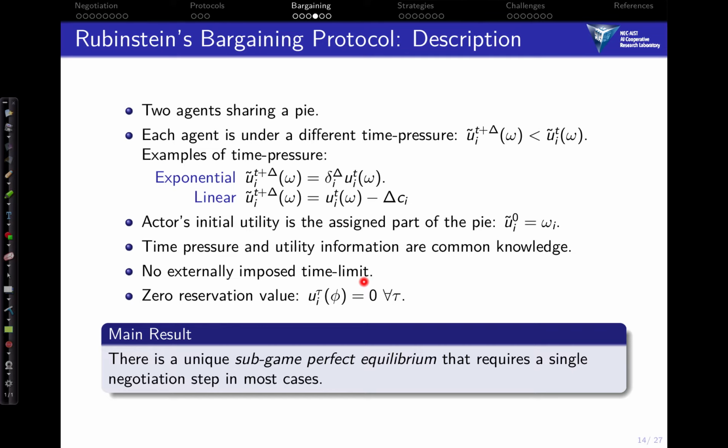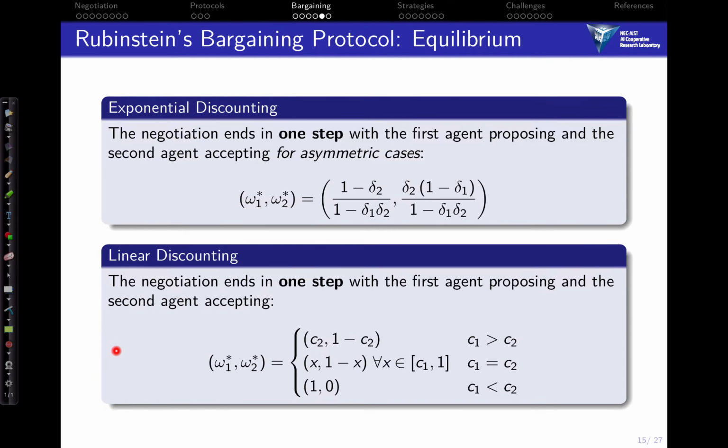And what did Rubinstein prove? That in this negotiation, there is an optimal solution. It's actually a one-step negotiation.